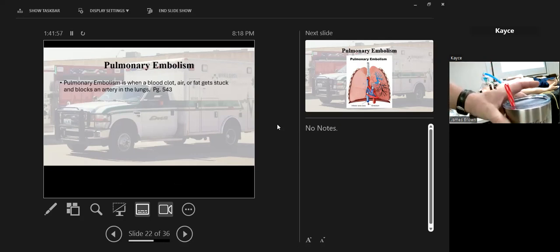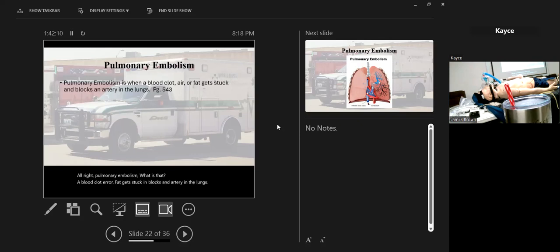All right. Pulmonary embolism. What is that? A blood clot or something that gets stuck in the blood vessels of the lungs. Good job. So pulmonary embolism is anytime a foreign object gets into the lungs and blocks the arteries.